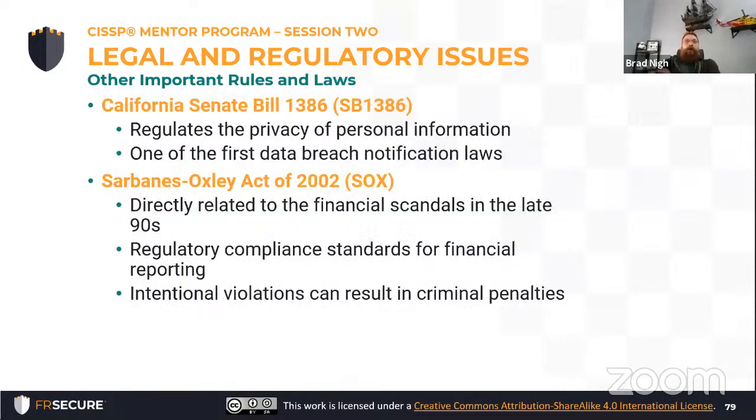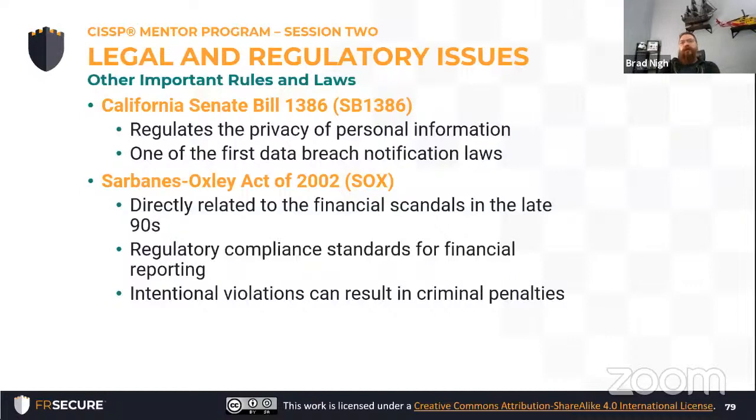All right. California Senate Bill, SB 1386. This is one of the first data breach notification laws. It's about how personal information needs to be protected and how it could be used. Oh, I was wrong. Sarbanes-Oxley was the Enron one. So anyway, California State Senate Bill, you'll need to know SB 1386, first data breach notification laws.